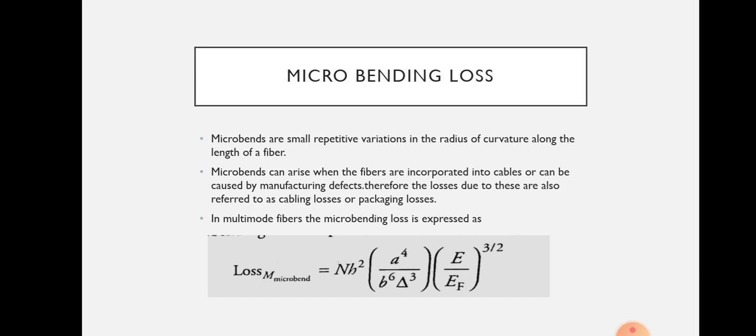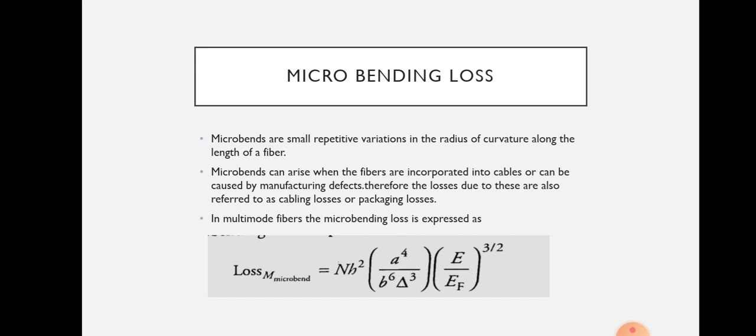So let us go to the details of each one. First, microbending loss. We know that microbends are a few microns in diameter. Microbends are small, repetitive variations in the radius of curvature along the length of the fiber, and they can arise when the fibers are incorporated into cables or can be caused by manufacturing defects. Therefore, the losses due to these are also referred to as cabling losses or packaging losses, because microbends may be formed during the cabling process.